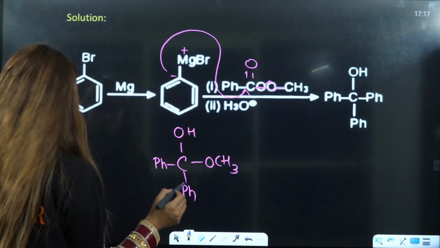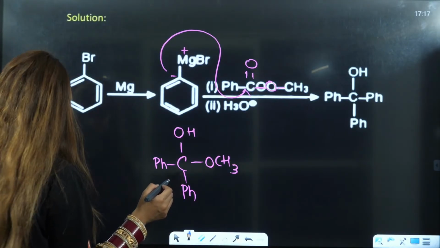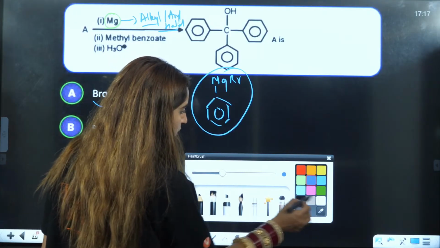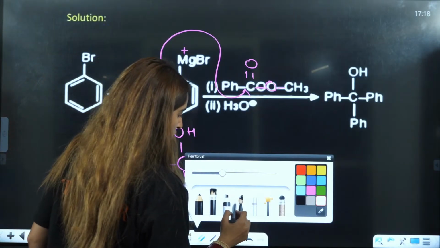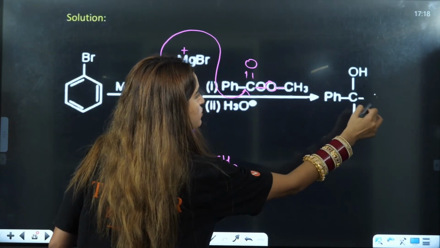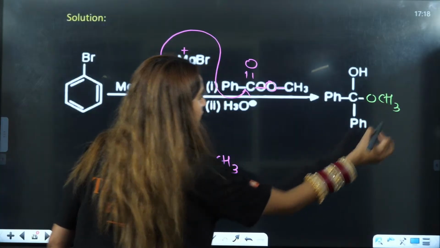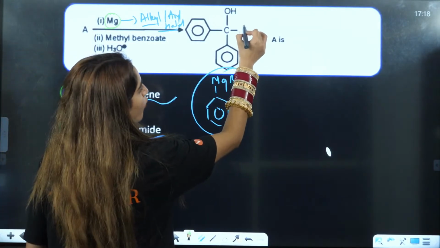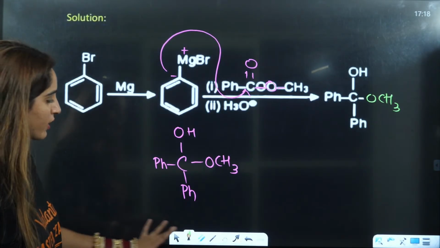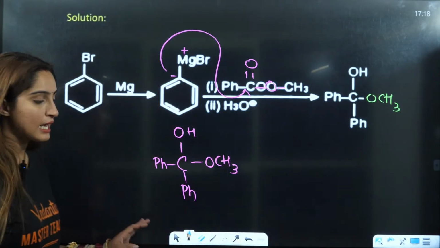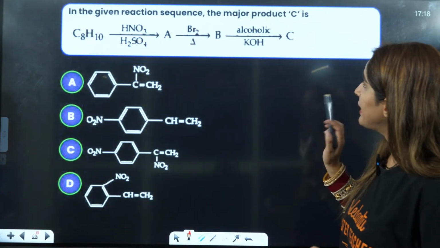So here answer should be, okay, OH, no? So I think so. Here it should be OCH3, right? Okay. Here it should be OCH3, right? So here it should be OCH3, which we are going to get here, right? Okay, understood? Next is, in the given reaction sequence, the major product C is.